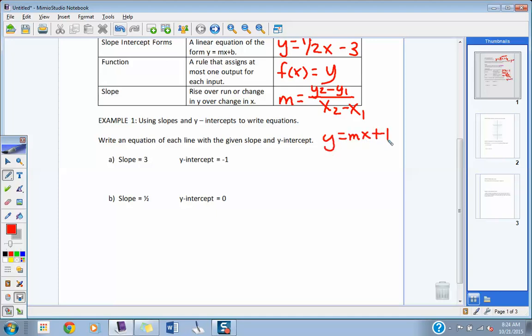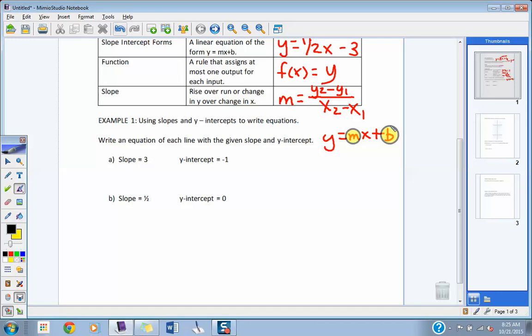Our job today: find a value for the slope. We're going to find a value to plug in for m. Find a value for the intercept, a value to plug in for b. Find a value to plug in for m. Find a value to plug in for b. So we really need to identify what the slope is and what the y-intercept is.